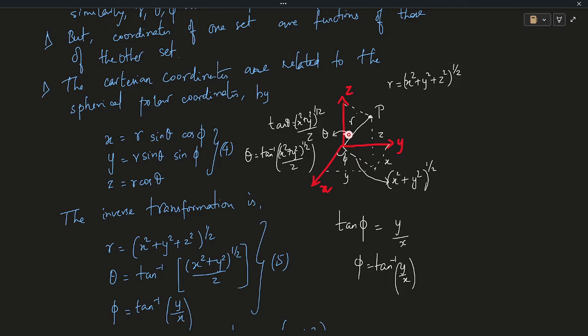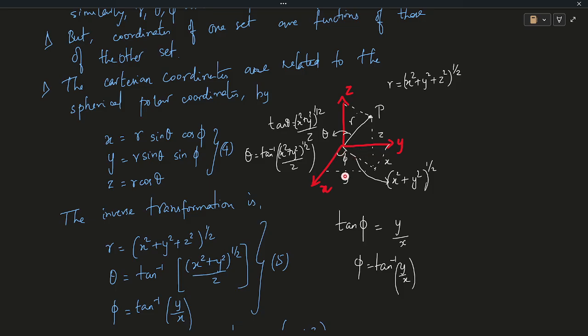Now, what do I want? Theta. Theta can be attained by finding out tan theta. What is tan theta? Opposite by adjacent. So, the opposite side is actually x square plus y square, whole power 1 by 2, divided by the adjacent side. What is that? It is the z value. So, theta is going to be tan inverse of this.